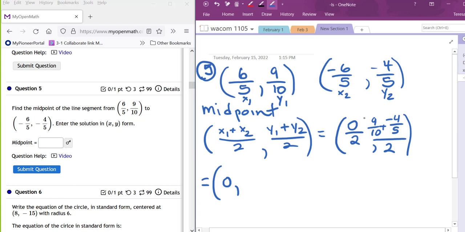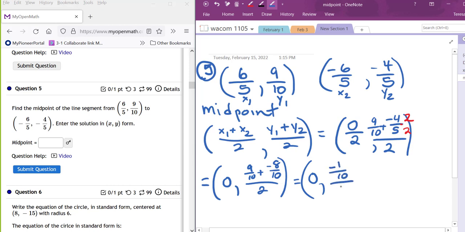Okay, so to add them, first of all, you need a common denominator. So a 10 would work, and so this one needs a 2 on it, numerator and denominator, to make that work. So my 9 over 10 is good. So this will be -8. Let's see how much I can write. All right, and so this is going to give me -1 over 10 divided by 2.